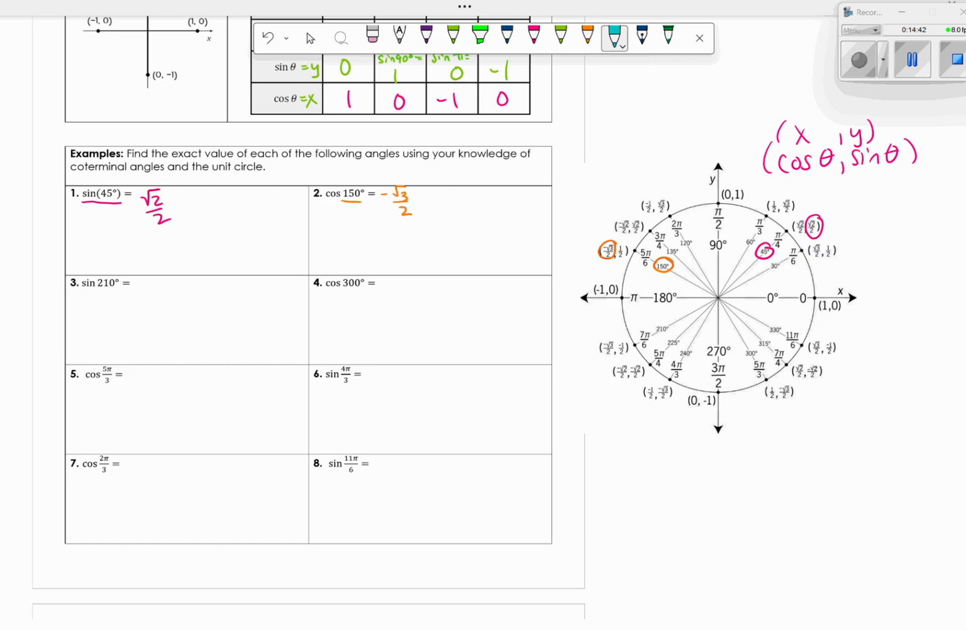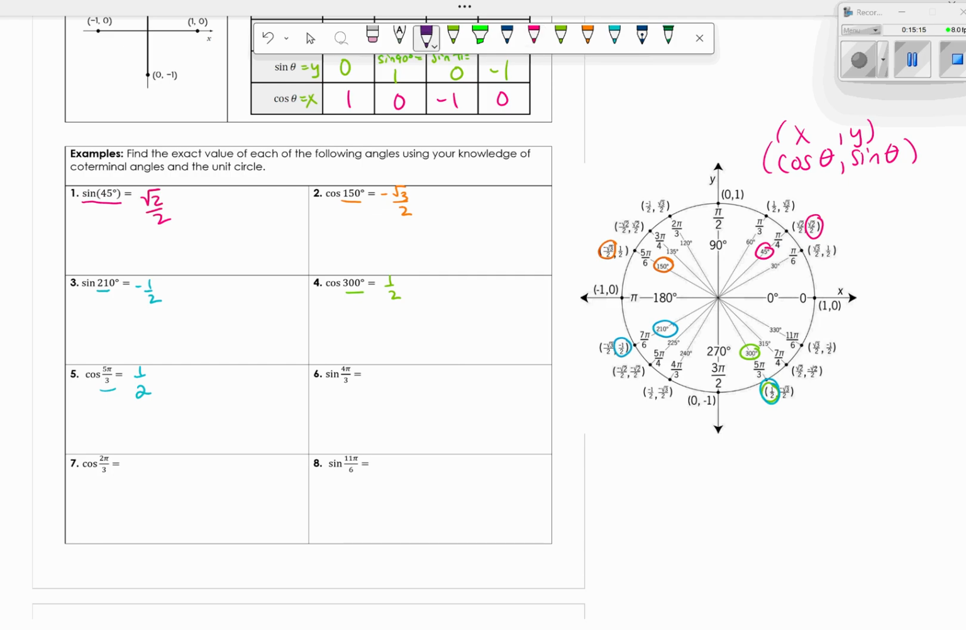Going to the next one, we have 210. We want the sine, so negative 1/2. Cosine is 300. So here's 300. Cosine is the x coordinate. So the cosine of 300 degrees would be 1/2. Then the next one we have is a radian measure because there's no degrees. So 5 pi over 3, which is the same as 300. So we just said the cosine of 300 was 1/2. So the cosine of 5 pi over 3 is also 1/2. It's that same value here.